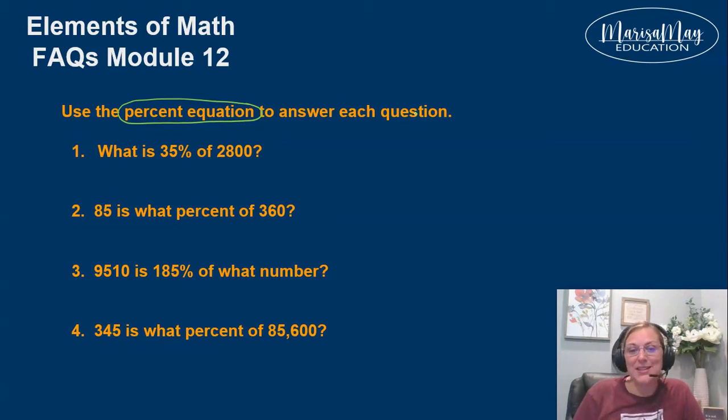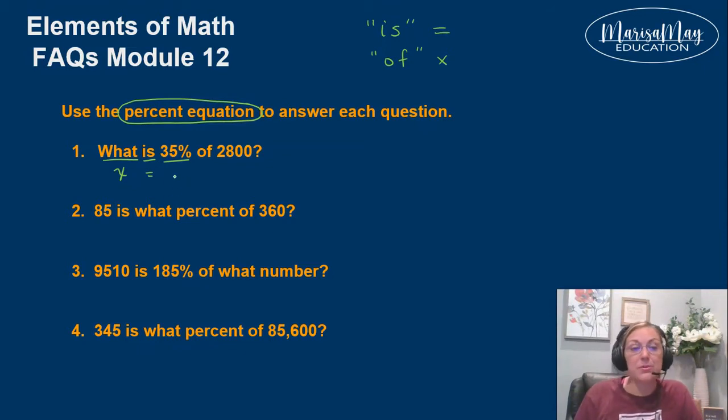I'm going to translate word for word here. I want you to get some key phrases. Is means equals. Of means multiply. So let's take a look at number one. What, that's X, is equals 35%.